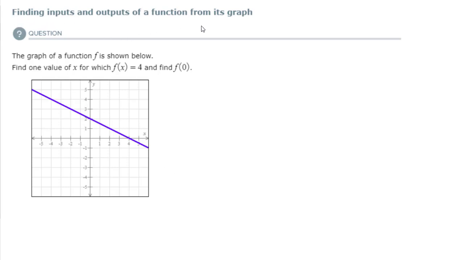Finding inputs and outputs of a function from its graph. The graph of a function f is shown below. Find one value of x for which f of x is equal to 4 and find f of 0.